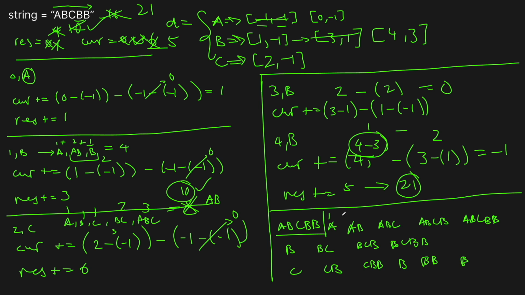So obviously A only has 1 unique character, AB has 2 unique characters, ABC has 3 unique characters, ABCB only has A and C as unique characters, so that's 2. ABCBB, we only have, again, A and C, so we can only count those 2. B is 1, BC is 2, BCB is just the 1 from the C, BCBB is just the 1 from the C, then we have the C on its own, which is 1, CB, which is 2, CBB, which is 1 again, 1 here, this is 0, and this is 1.